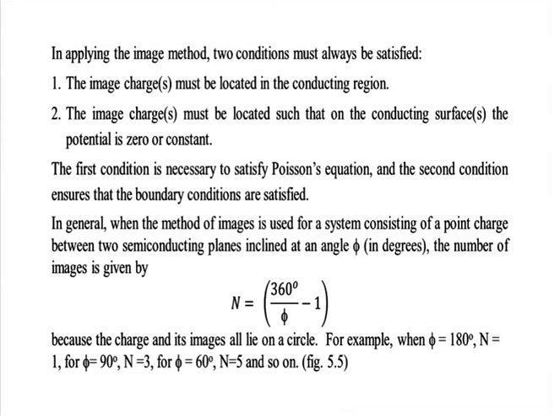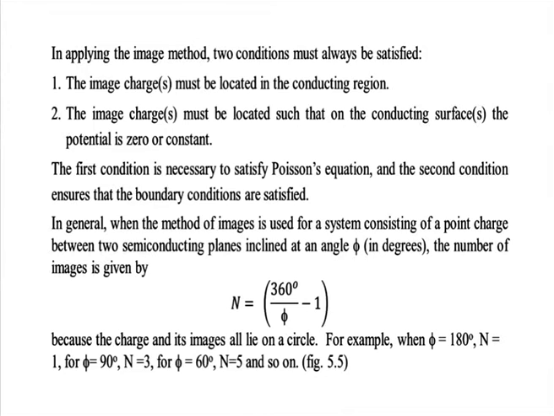Firstly, the image charge must be located in the conducting region, and secondly, the image charge must be located such that on the conducting surface the potential is either 0 or constant. The first condition is necessary to satisfy Poisson's equation, while the second condition ensures that the boundary conditions are satisfied.